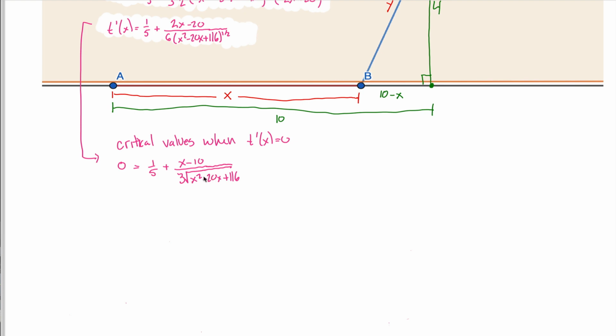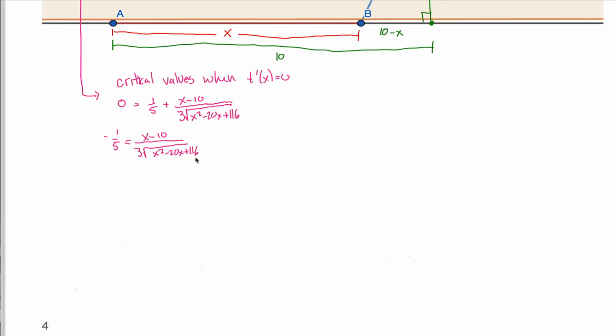The way I'd isolate it is maybe first get rid of this 1/5, so subtract 1/5 from both sides of the equation. Then get rid of fractions by doing a little cross multiplication trick, where I multiply both sides of the equation by 3 times the square root of x squared minus 20x plus 116, and then multiply both sides of the equation by 5. And what that'll give me is negative 3 times the square root of x squared minus 20x plus 116 equals 5 times x minus 10, in other words, 5x minus 50.